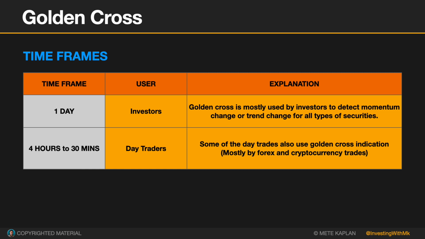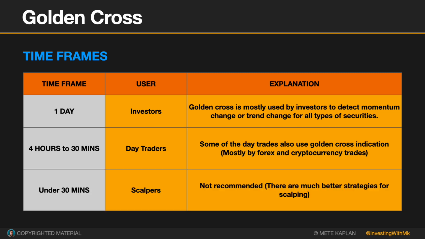4 hours to 30 minutes chart is suitable for the strategy as well. You get in and out quickly. One other question is, can I use it for scalping? To be honest, do not bother. There are much better scalping techniques than the Golden Cross. However, this is just my opinion. If you can do it, why not?